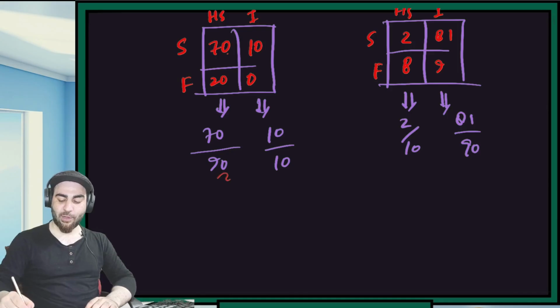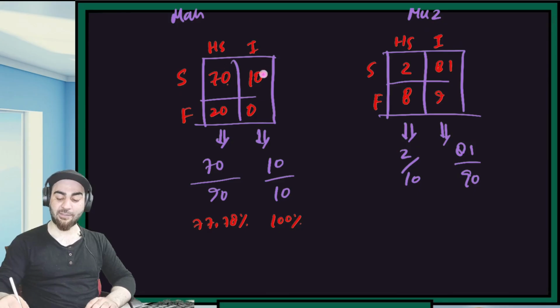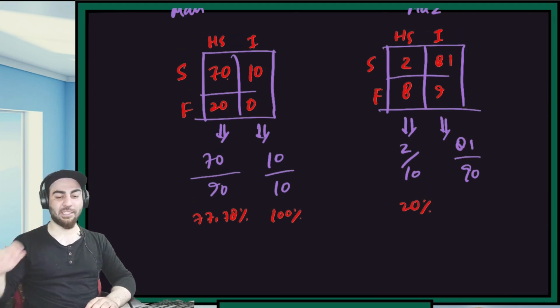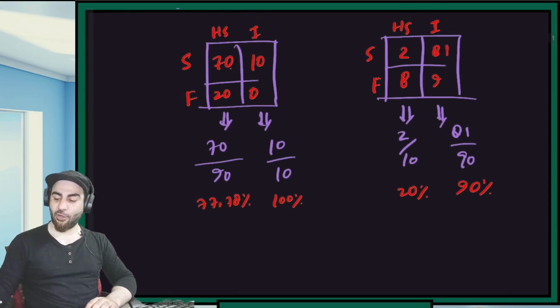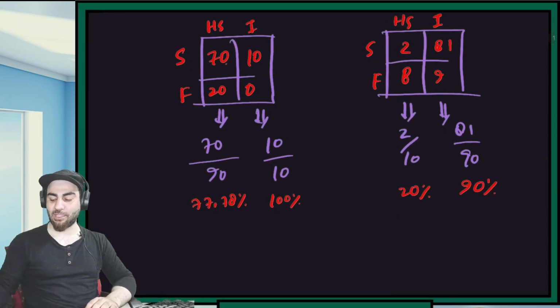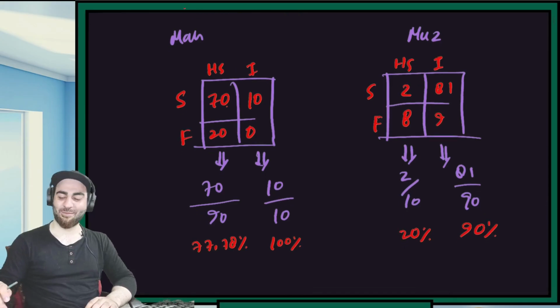So for heart surgery, Mahmood is successful 77.78% of the time, and for injections he is successful 100% of the time. You can see that Mahmood is better in heart surgery as well as in injection. In the second case, Muzaffar has a 20% success rate in heart surgery, and here let's suppose we consider this 90% success rate. In all the cases, you can clearly see that Muzaffar is not a good doctor, but Mahmood is a way better doctor than Muzaffar. Giving today the benefit of doubt to Mahmood because Muzaffar is not here.